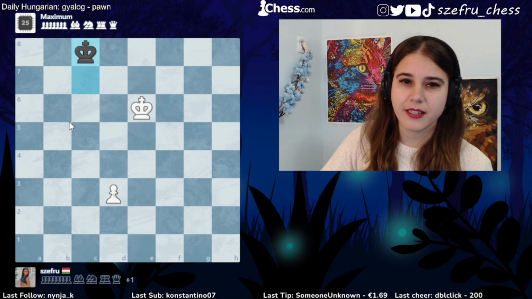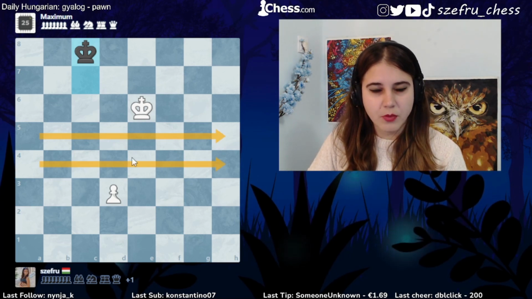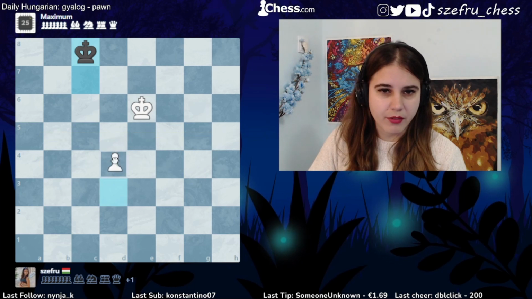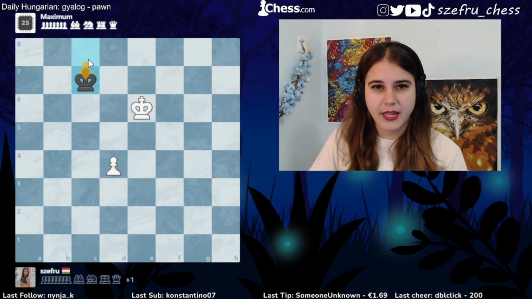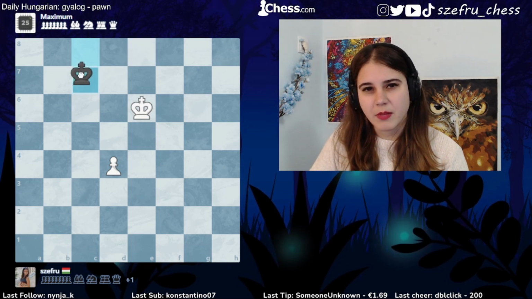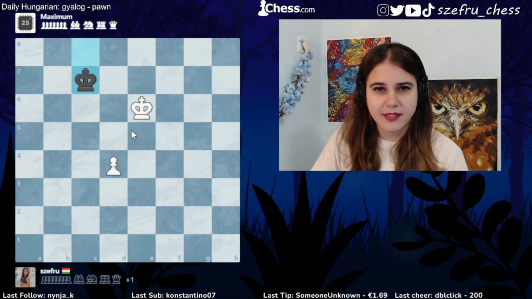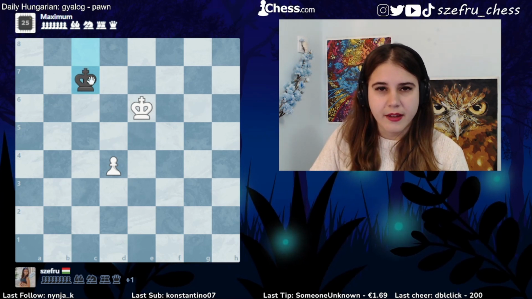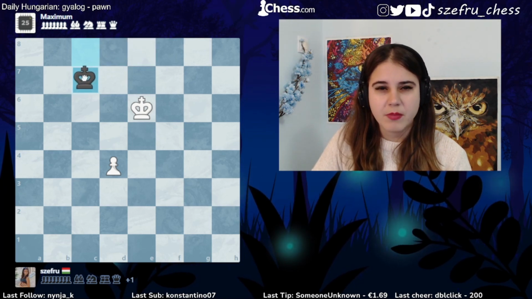Now the king is already on the 8th rank. Since we have two ranks between the king and the pawn, I think we can safely push it. So we push it, king goes there, okay. It's more critical when the king is under our king, because that is a little bit trickier. Here there is nothing to fear. We would have to think maybe a little bit more if the king was there, but still it's not an issue.